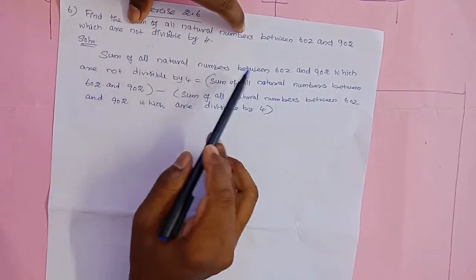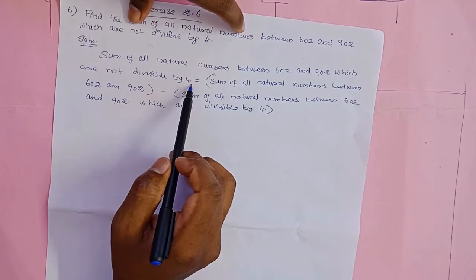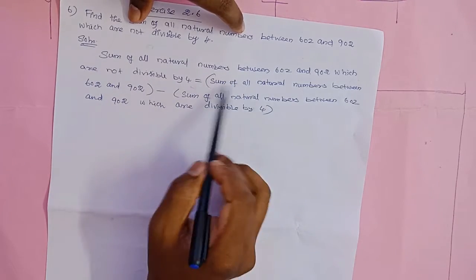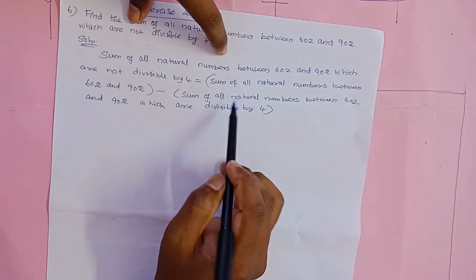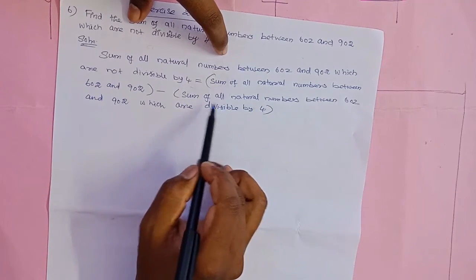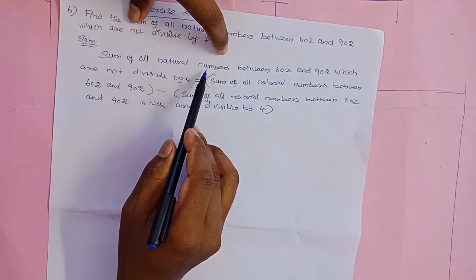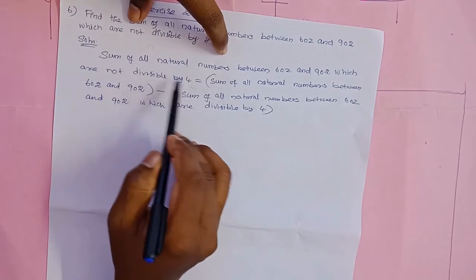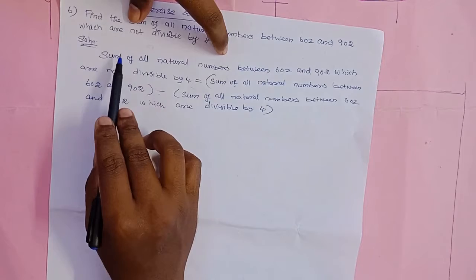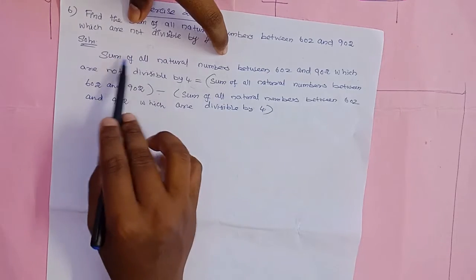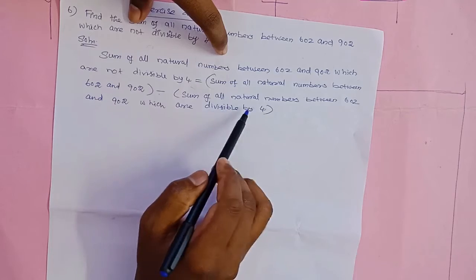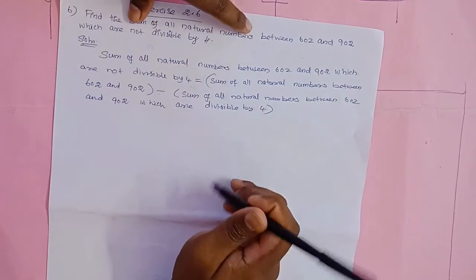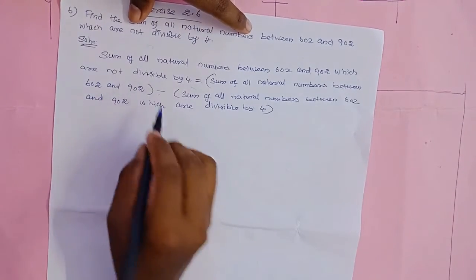The sum of all natural numbers which are not divisible by 4 is equal to the sum of all natural numbers minus the sum of all natural numbers which are divisible. From the total sum, if we subtract the divisible ones, we will get the numbers which are not divisible by 4. So this is the logic. For the sum of the not divisible ones, find the total sum and subtract the divisible ones from it, and you will get the sum of all natural numbers which are not divisible by 4.